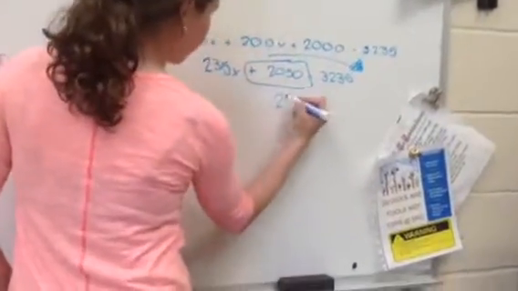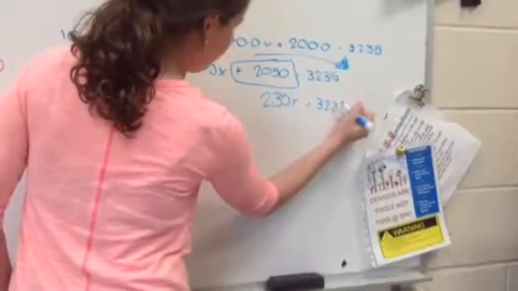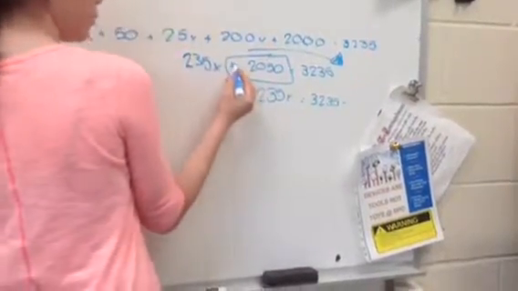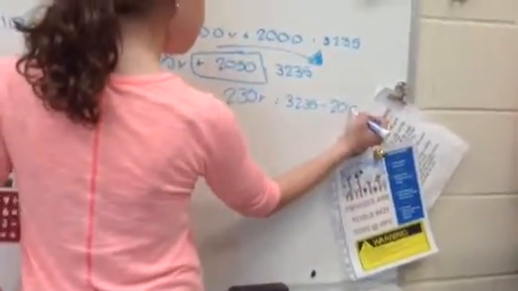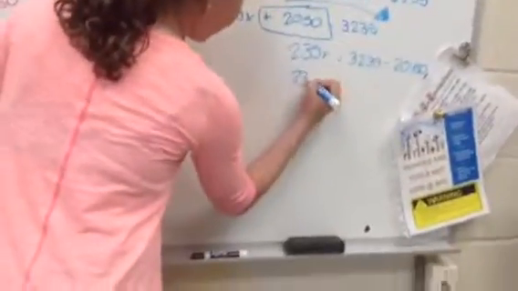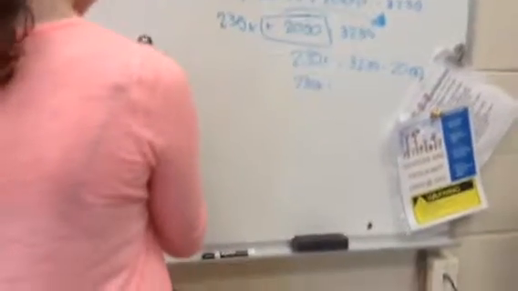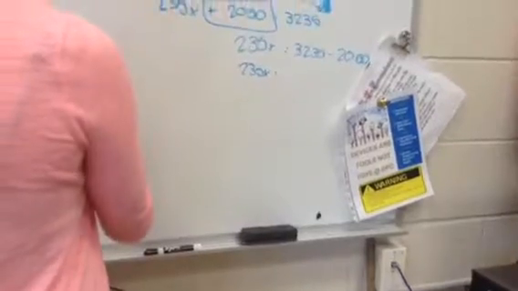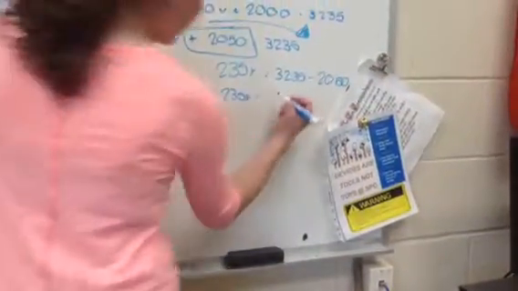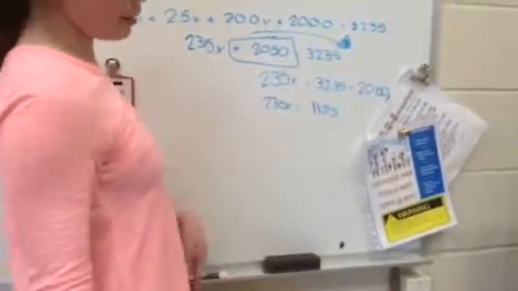So 235x equals 3,235 minus, because when you take the plus to the other side it becomes minus, 2,050. So then we're going to solve that. 235x equals 3,235 minus 2,050 equals 1,185. So then you can isolate the variable even more.